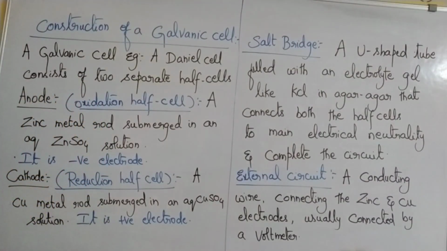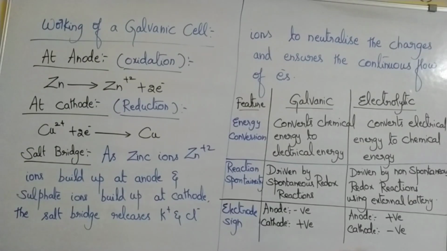And then the external circuit: a conducting wire connecting the zinc and copper electrodes, usually connected by a voltmeter. It acts as the external circuit. So working of a galvanic cell చూద్దాం.